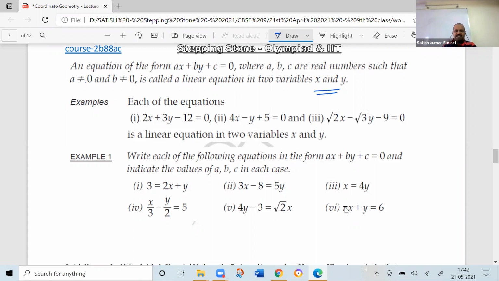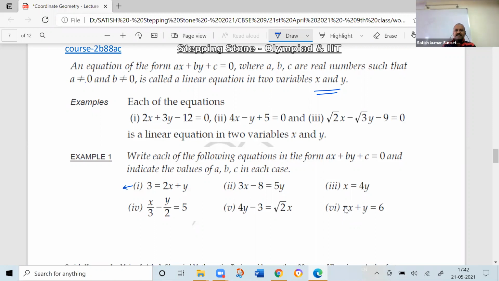Write each of the following equations in the form ax plus by plus c equals 0 and indicate the values of a, b, c in each case. That means the right side should be equal to 0 and all the terms must be on the left side only. After that, I write what is the coefficient of x, coefficient of y and constant term. Now, let us discuss the first one.